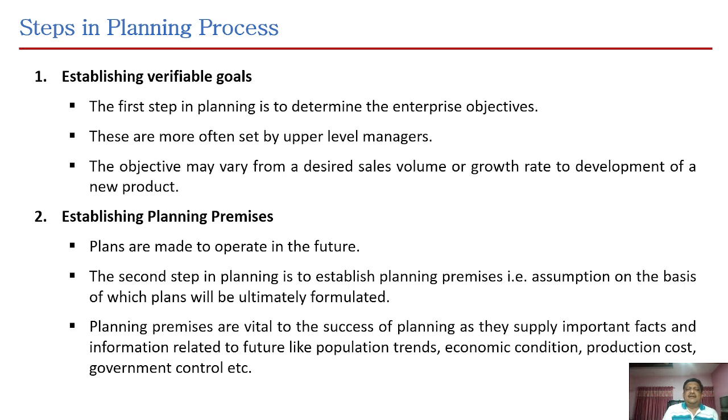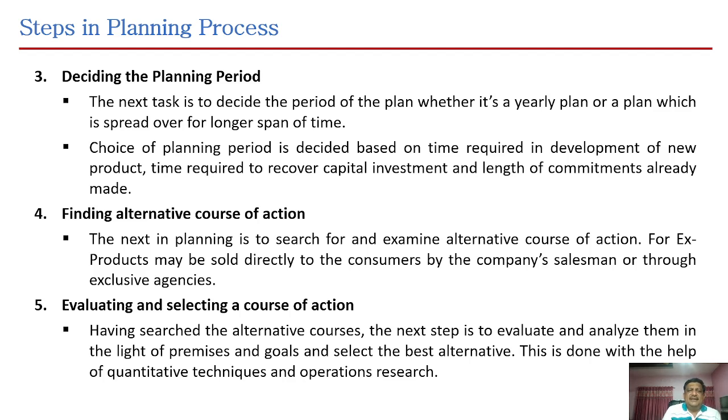Then the next step is establishing planning premises. Plans are made to operate in the future. As we already discussed, planning means what we do in the future. The second step in planning is establishing the planning premises, that is, assumptions on the basis of which plans will ultimately be formulated. Planning premises are very important and vital to the success of planning, as they supply important facts and information related to the future, like population trends, economic conditions, production cost, and government control. According to that, we have to plan things. Then the next step is deciding the planning period.